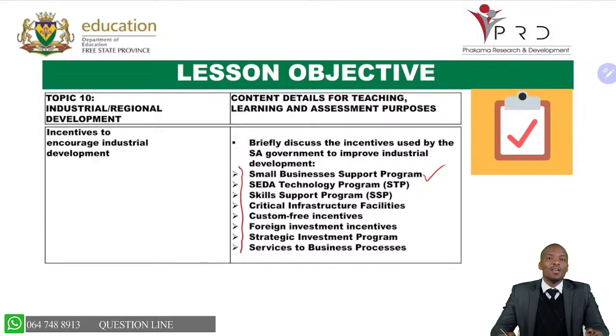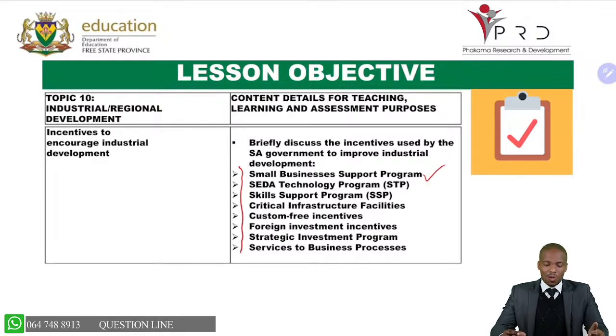Easily, if you know the concept, you can answer this. Alternatively, they ask you in question 3 or question 4 to name any 2 incentives to encourage industrial development in South Africa. Any of these incentives are relevant to that. But also, you need to understand each incentive independently from each other for the purpose of 8 marks.